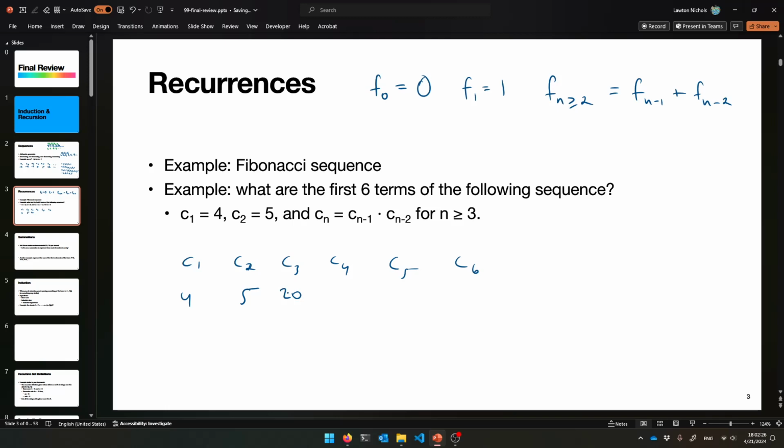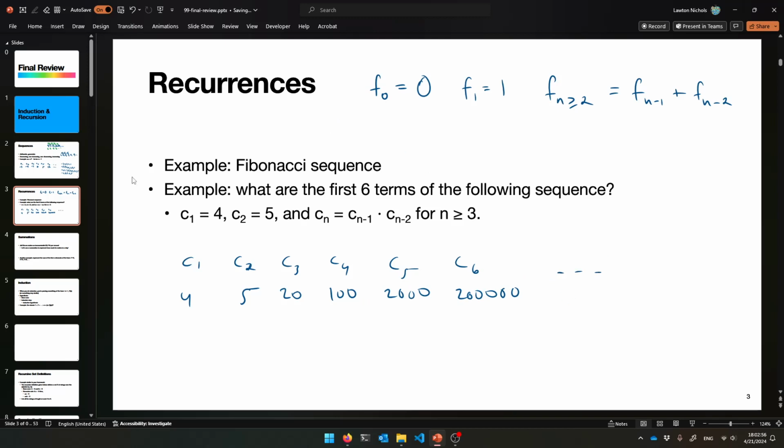Alright. So then C4 would be the multiplication of C2 and C3. So that's 20 times 5, that's 100. And this is getting large very quickly. C5 is 20 times 100, so that's 2,000. And then C6, oh no, that's 2,000 times 100. So you start with 2,000 and add 2 more zeros, so 200,000. And then this would go on forever.